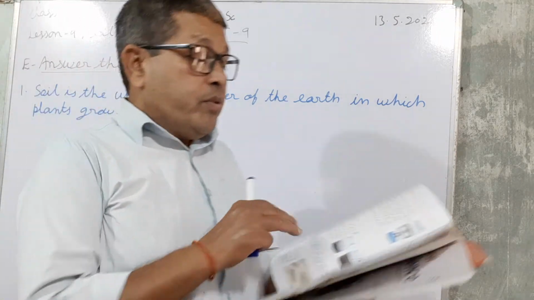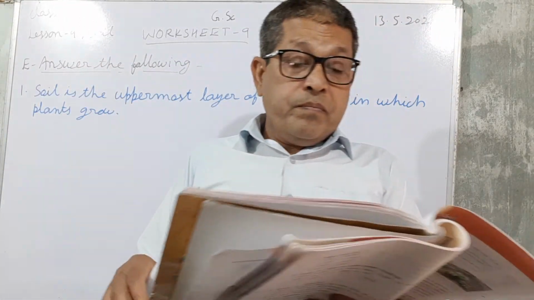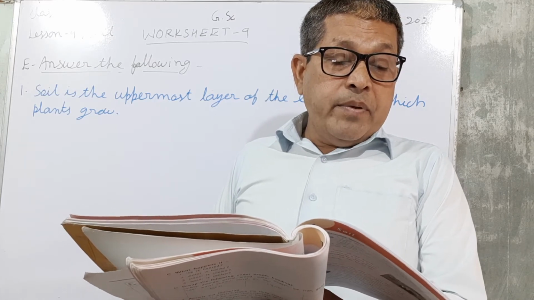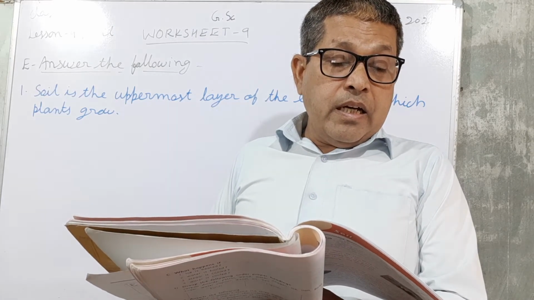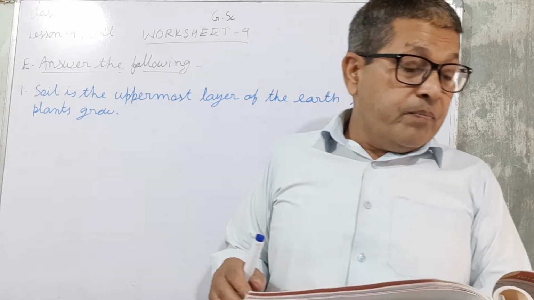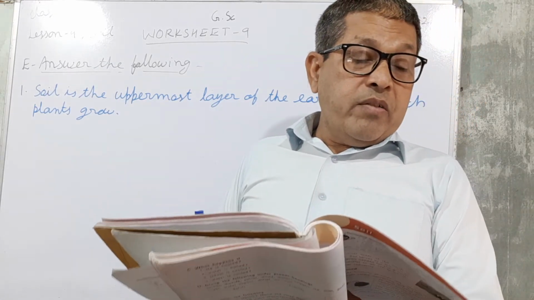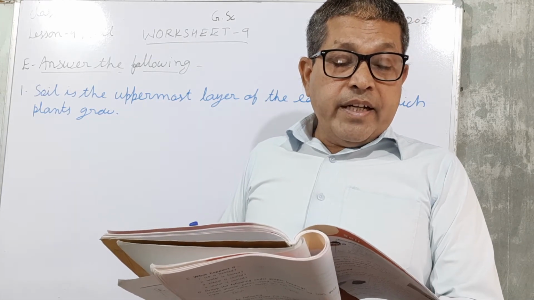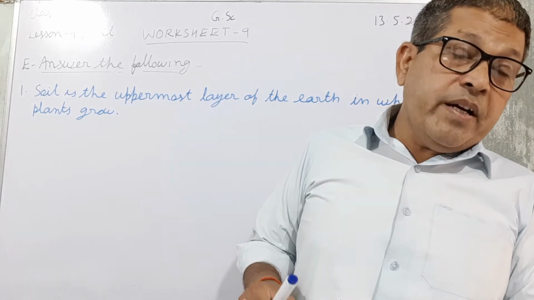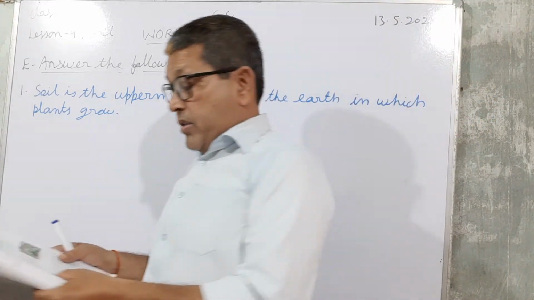Now we have to see the next question. How is soil formed? Draw a diagram to show different layers of soil. So how is soil formed? Draw a diagram to show different layers of soil. So soil is formed by weathering of rocks.